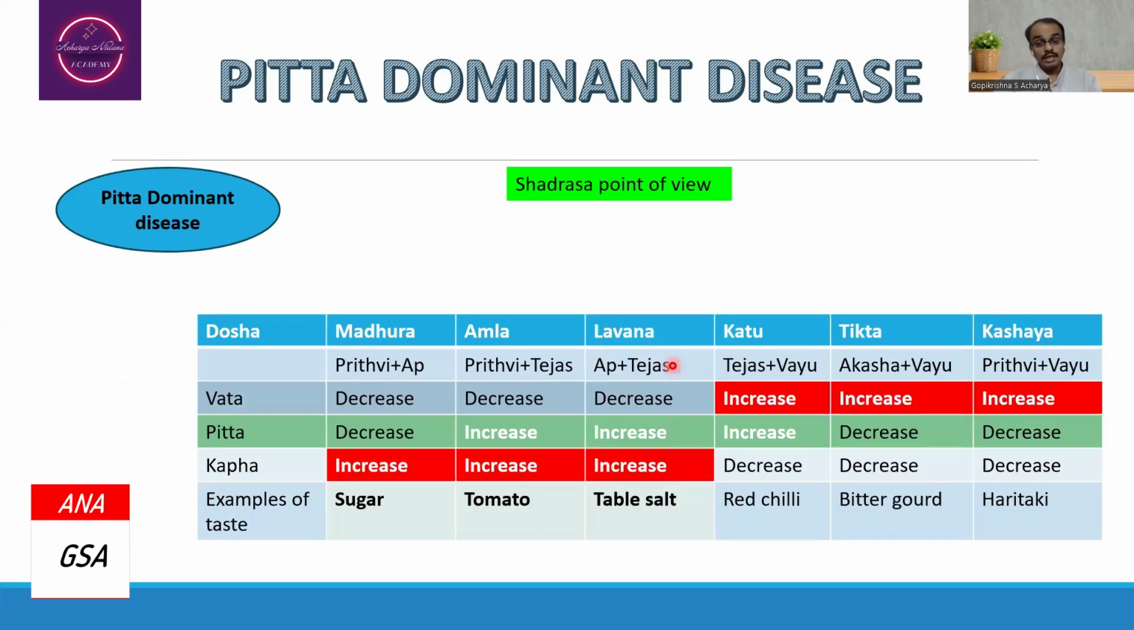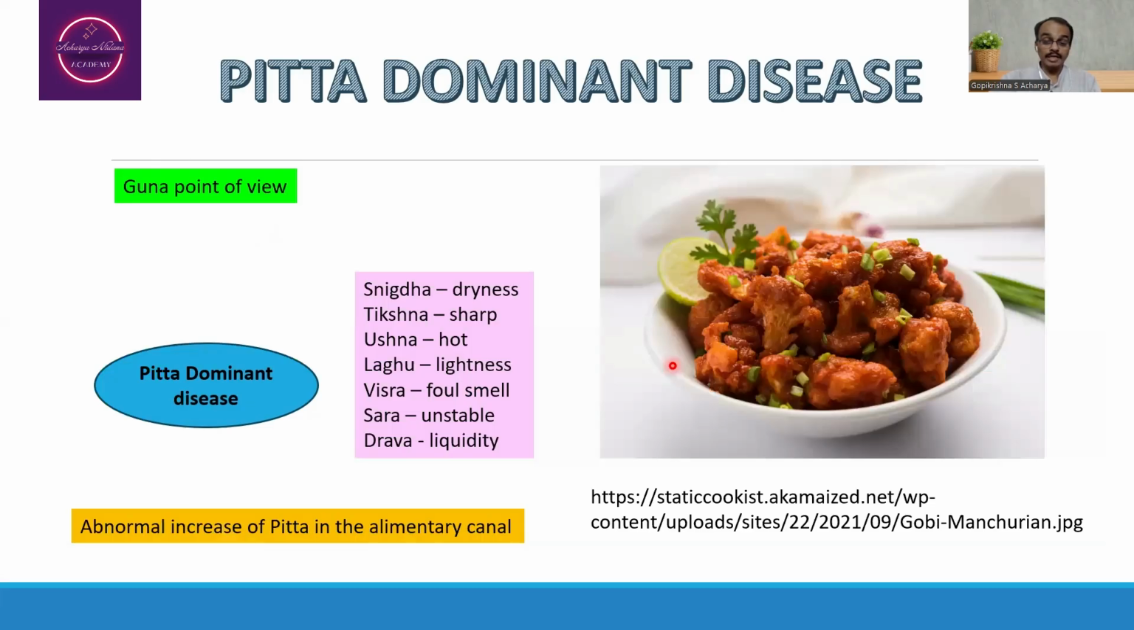When you think about the Shadrasa point of view, basically the Amla, Lavana and Katurasa substances are responsible for the abnormal increase of Pitta dosha in the body. Whenever you think about the Amla, Lavana and Katurasa substances, one of the Mahabhuta dominance observed will be Tejo Mahabhuta. Whenever there is the intake of substances having these rasa, Amla, Lavana and Katurasa, there may be the possibility of the initiation of manifestation of Pitta dominant disease.